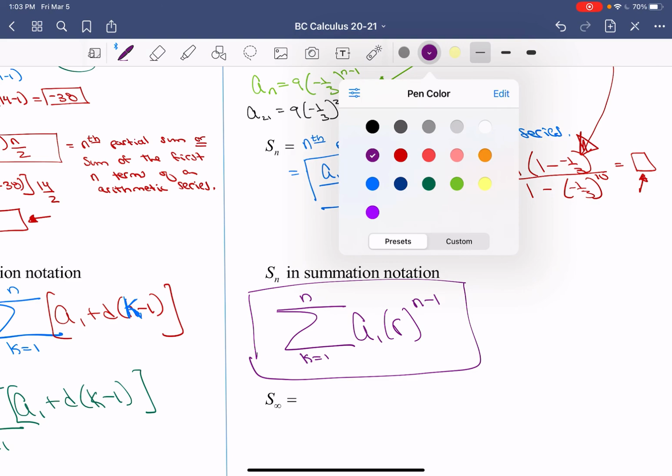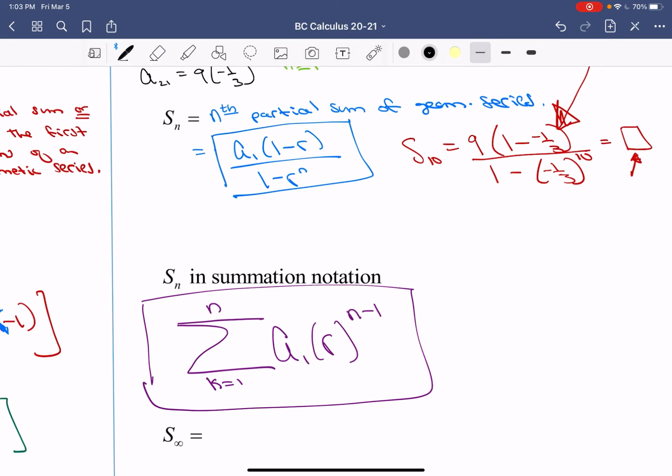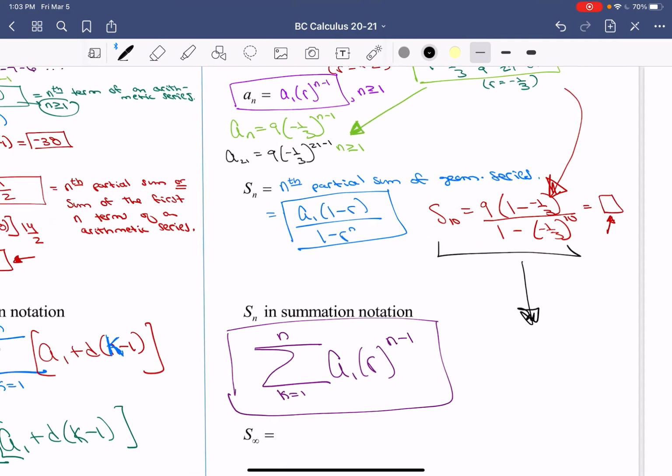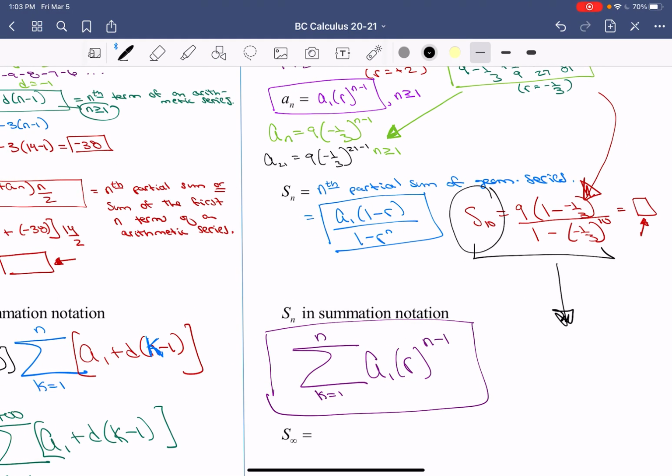If I want to use this particular example, I can take this and ask, how do I describe the 10th partial sum using summation notation? I'm going to need to see this, won't I? So this is going to become, and watch our k's and n's, the summation from k equals 1 to 10 of 9 times negative 1/3 to the power of k minus 1. Okay, so that's my particular example here.